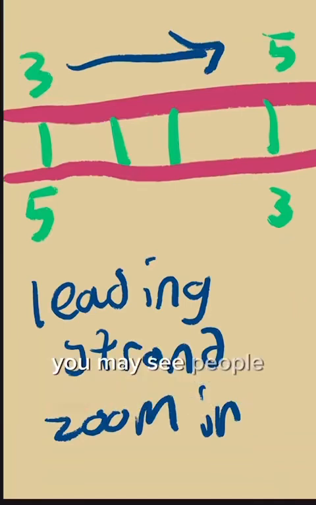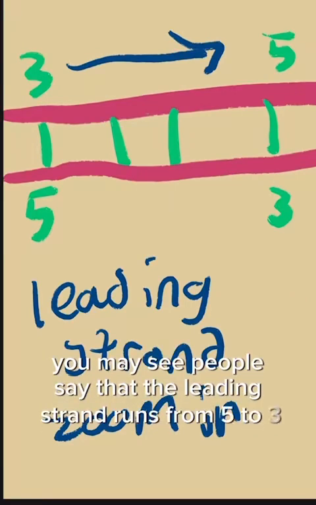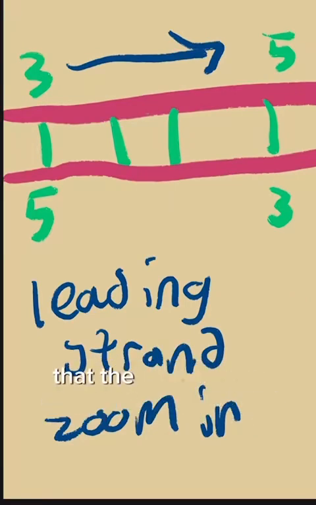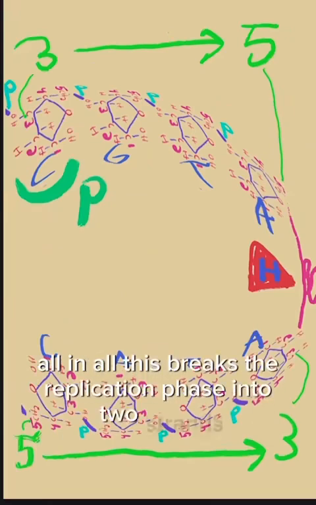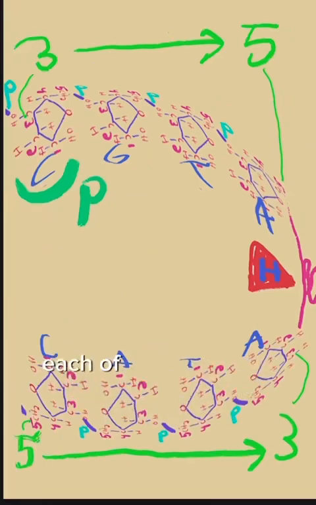Sometimes you may see people say that the leading strand runs from 5 to 3. This is because the complementary strand that the nucleotides get added on runs from 5 to 3. If you are still confused by this, please watch my next video. All in all, this breaks the replication phase into 2 strands, the leading and the lagging. Each of them produce their own complementary strand, eventually splitting off.